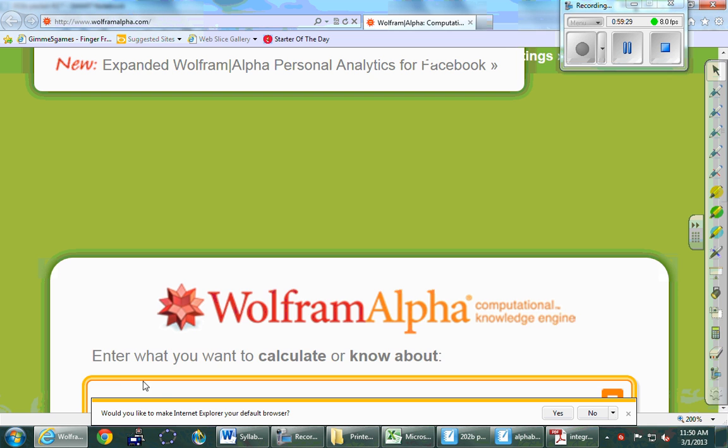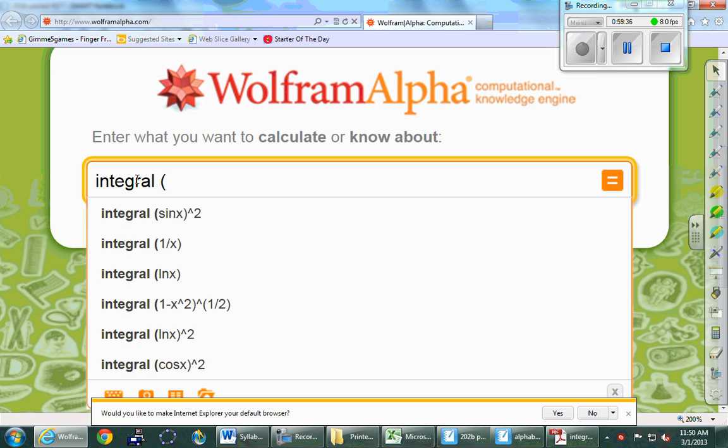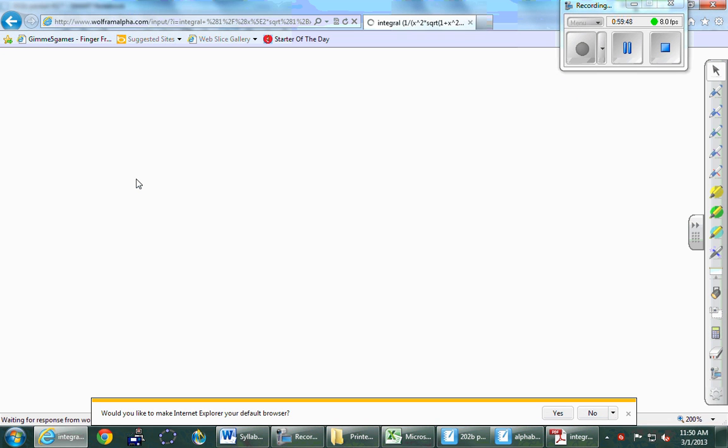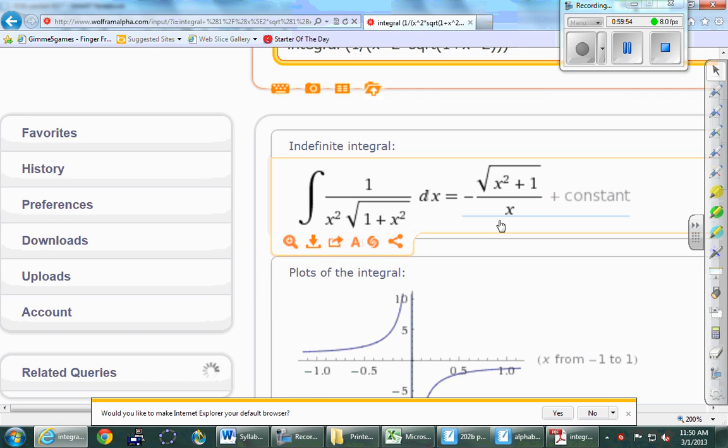Okay, so we're going to try here. Okay, so what was it? Integral of square root of one plus x squared. What did we get? Did we get this?